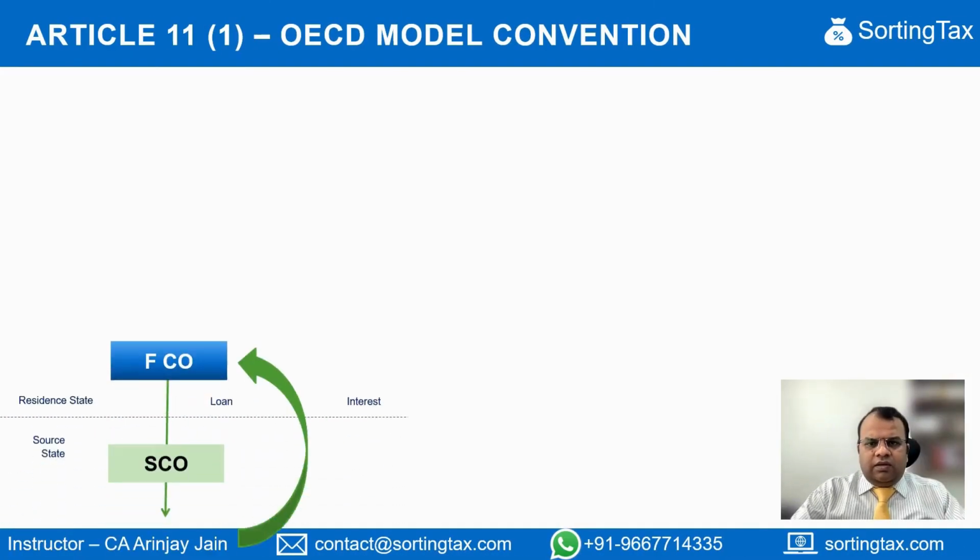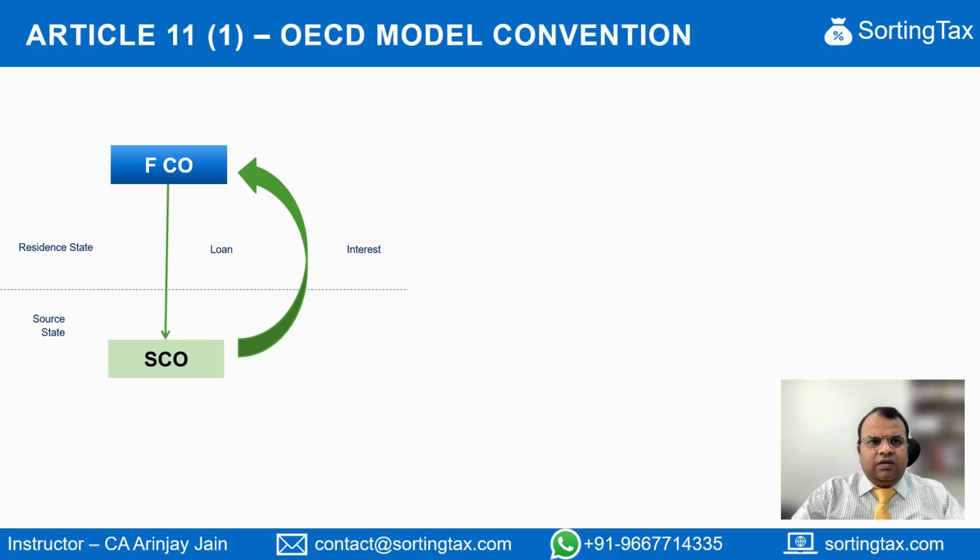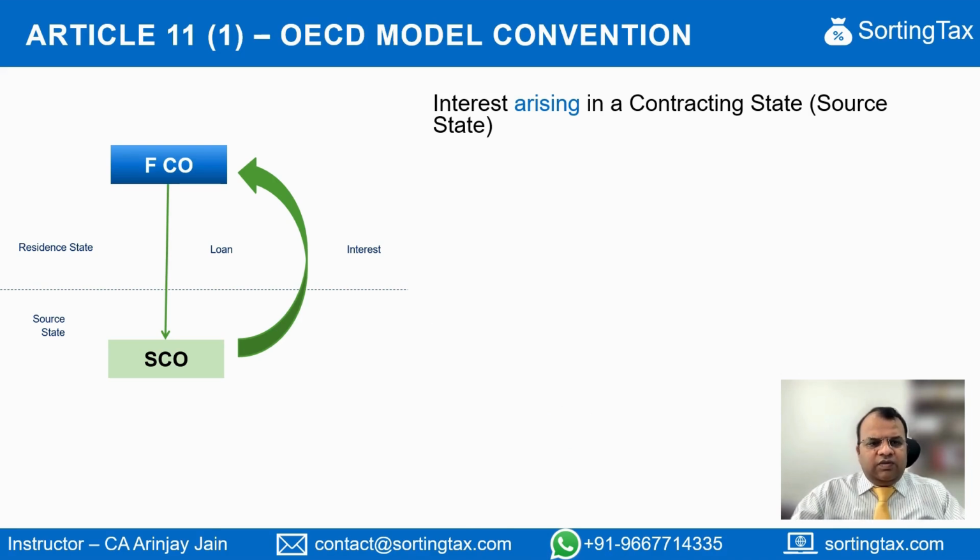Now, let's look at the provisions of Article 11(1) of the OECD Model Tax Convention. In this particular case, we have a foreign company, the same example that we took in the beginning, and there is a company in the source state. What Article 11(1) says is that interest arising in a contracting state. If there is an interest which arises in the source state, this "source state" word is something which we have added on our own. It's not a part of the OECD Model Tax Convention.